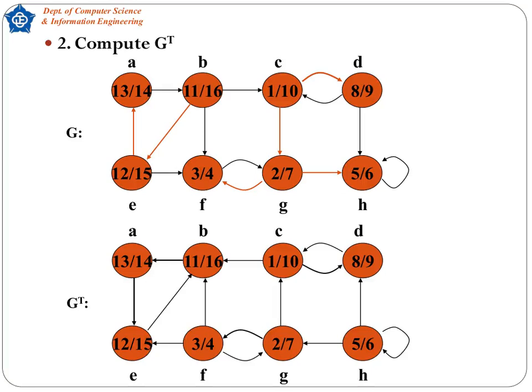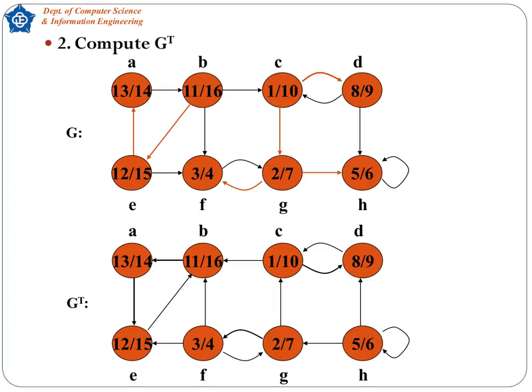Building on those finishing times, here you see two versions of the same node-weighted network. At the top is our original directed graph G, with nodes A through H labeled by their current scores. Solid black arrows show the original link directions, and we've highlighted a few key transitions in color for clarity. Below it is G^T, the transpose of G.